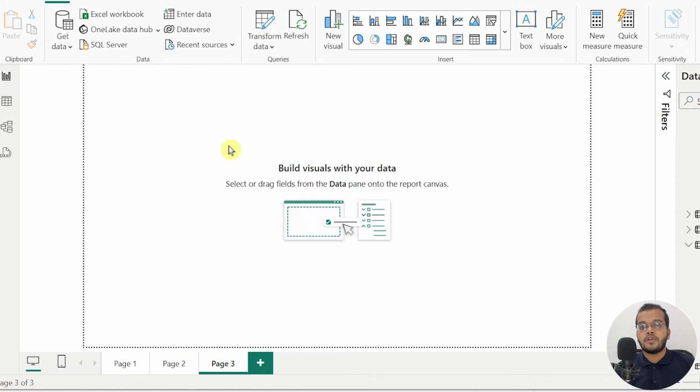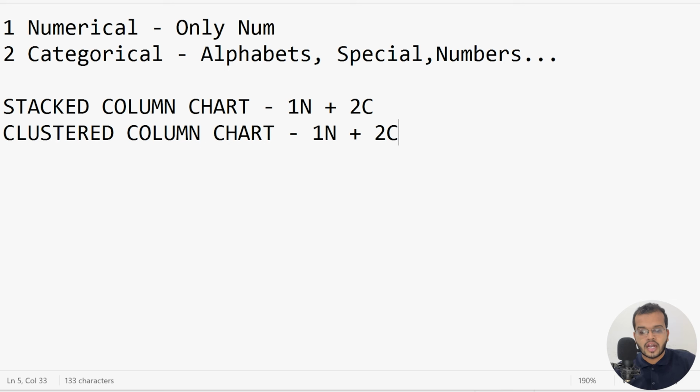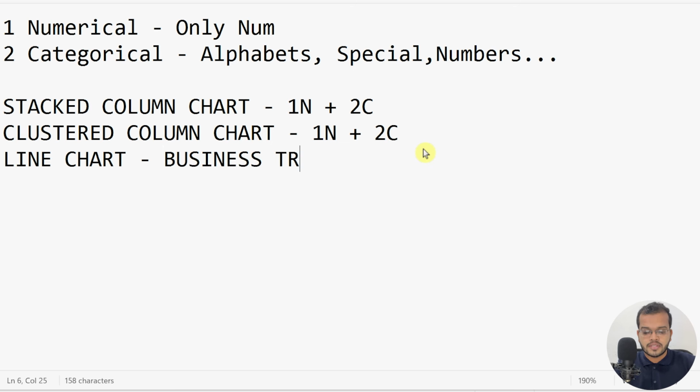Now let me guide you over one of the important charts that everyone should know about, that is the line chart. You have to use the line chart if you want to understand business trends, the business perspective. So the line chart is to be used to know the business trends.